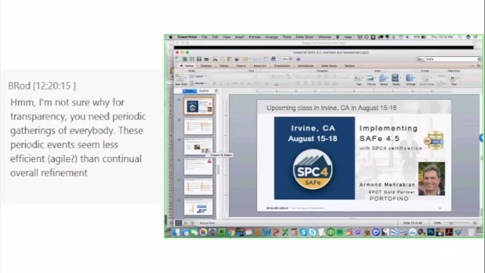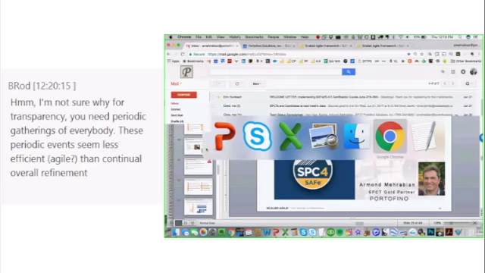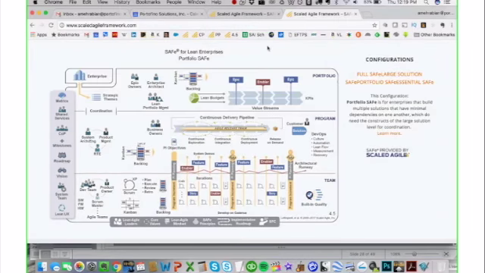Sure, I love it. Yeah, so let's just go to the website and take a look at what we have in 4.5. So this is, as you can see here, I'm showing www.scaleagileframework.com.